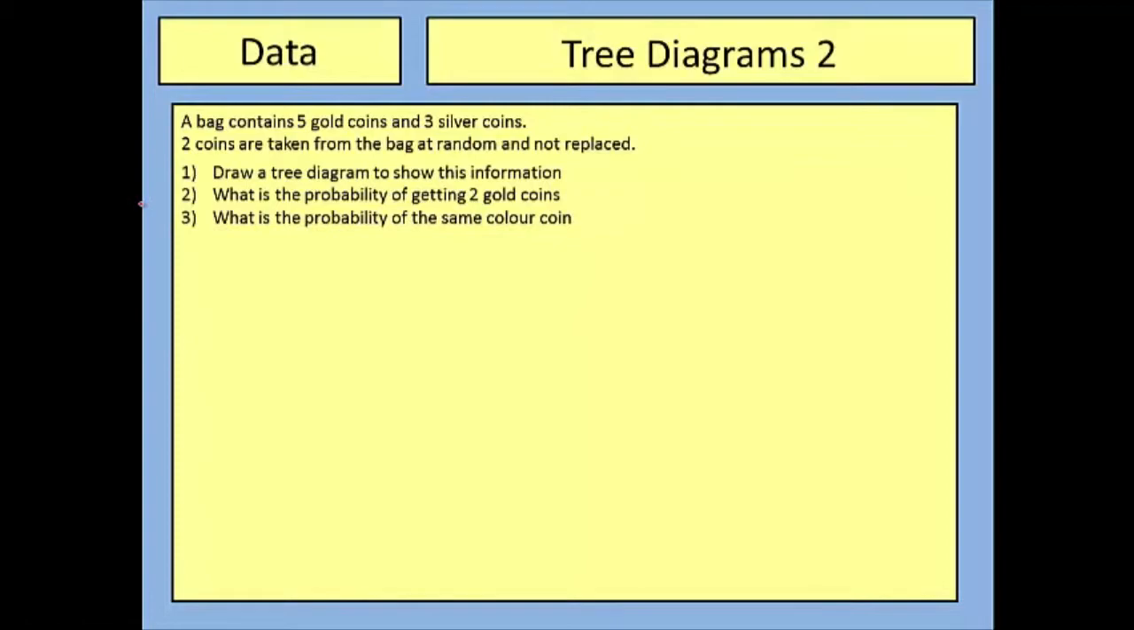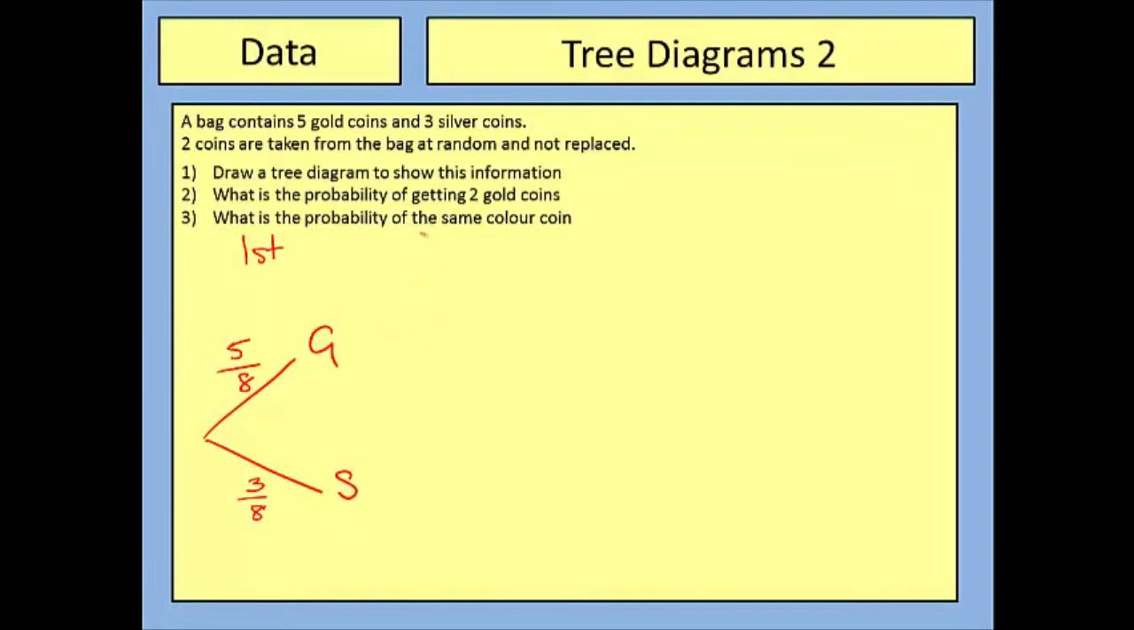Okay, let's have a look at this one then. So first of all, 2 things can happen when I do my first pick. I can get a gold coin or a silver coin, and that's my first pick there. Now the probability of getting a gold coin to start off with is 5 out of 8, because there are 8 in the bag in total, and the probability of silver is what's left, so 3 out of 8.